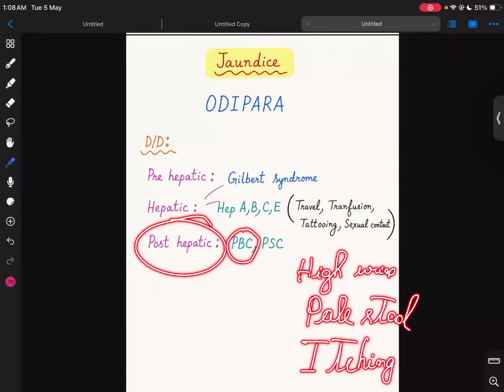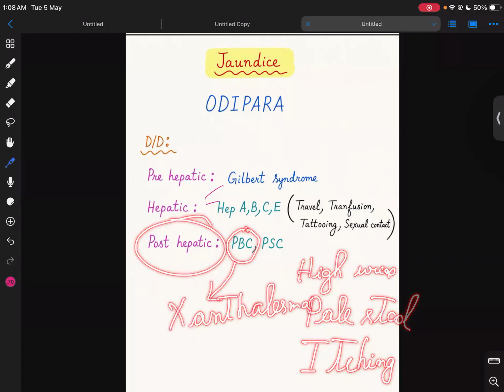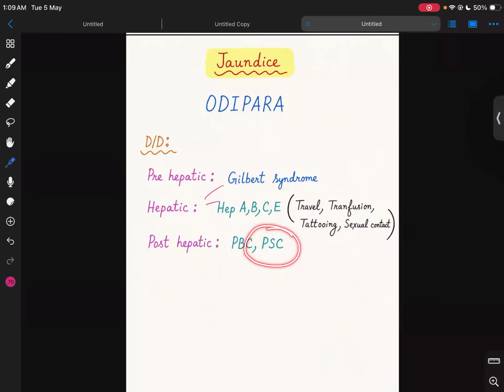If a primary biliary cirrhosis case is given in the PACES exam, after entering the station, you will find some xanthelasma over the patient's eye. This is the usual case. And in case of primary sclerosing cholangitis, can you guess any important past medical history? Ulcerative colitis. Yes, Doctor, ulcerative colitis. That is how the case can be given in the PACES exam.